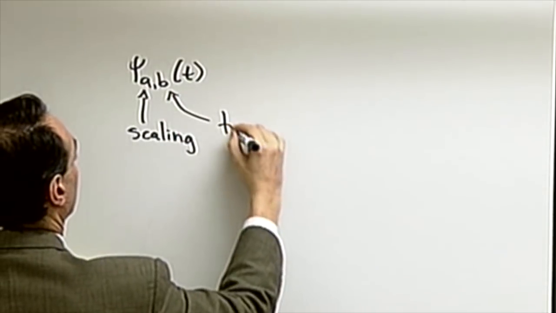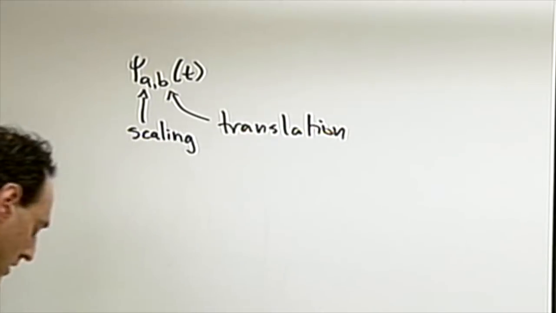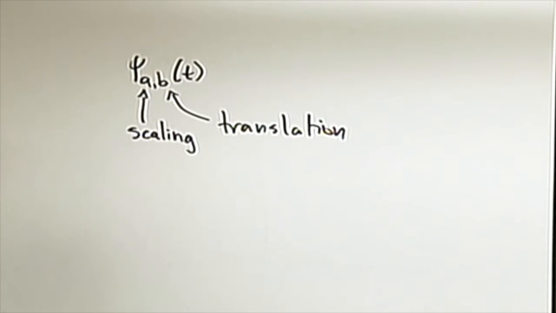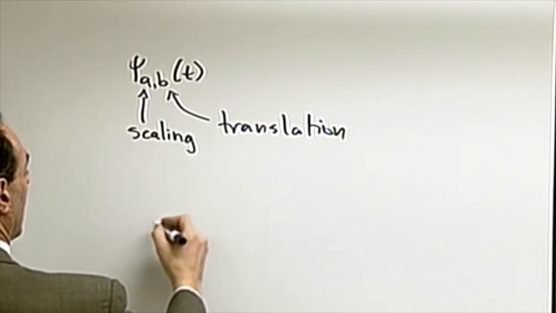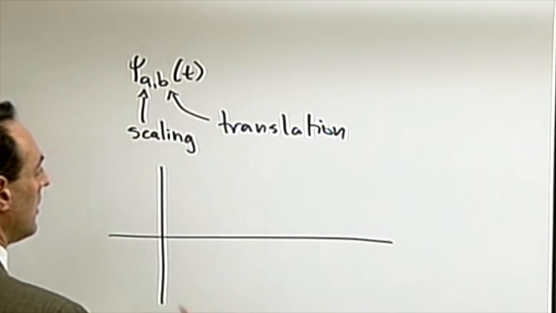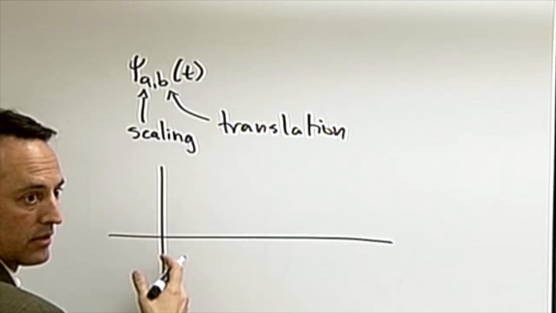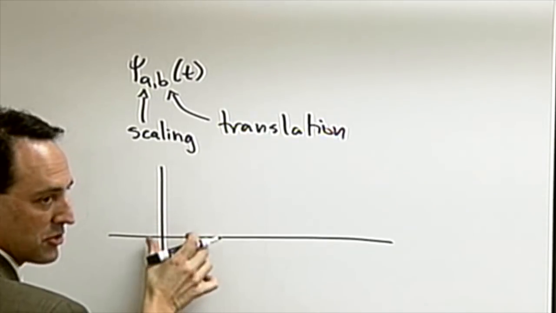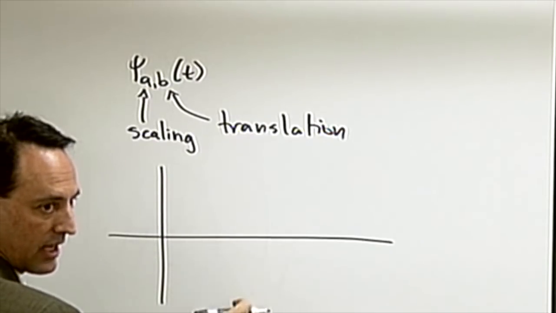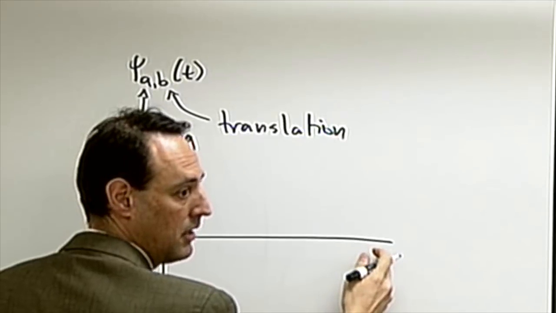B is our translation. Okay? So for instance, I could do the following with this function. The mother wavelet is 1 or negative 1: from 0 to half it is 1, and from half to 1 it is negative 1. I could, for instance, translate it over here somewhere by B.